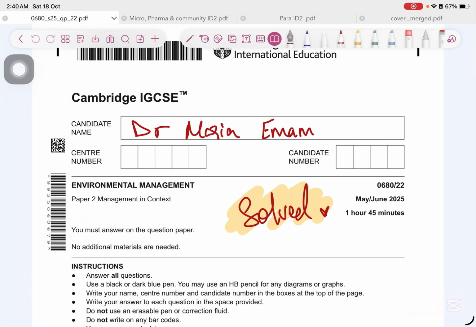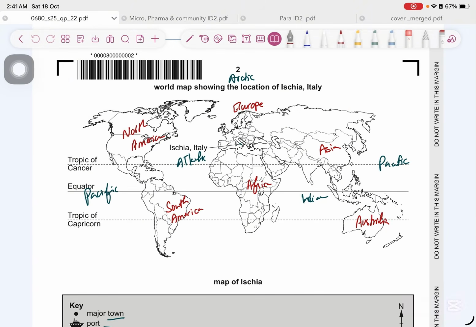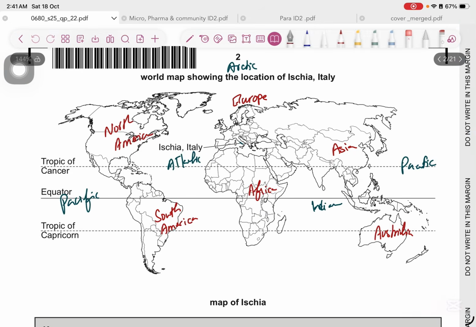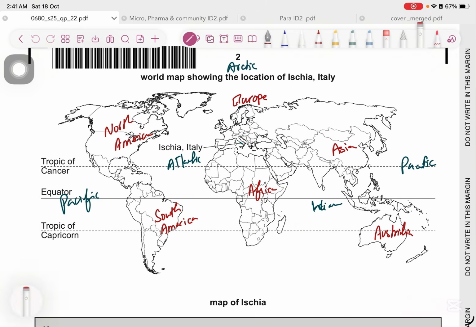I'll be solving more of paper 2 since that's the highly requested video. So yeah, let's get started. It starts with a map. Let me tell you that this map is very, very important and we have to know it. Now I got an easy way to learn this. So let's see how we're gonna learn it.